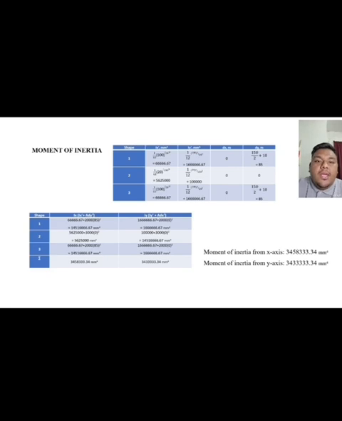For the calculation of Ix, we get the total moment of inertia. To find the moment of inertia about the x-axis or y-axis, we need to add Ix plus area multiplied by dy to the power of 2. So for the total of shapes 1, 2, 3, we get Ix of 3,458,333.34.